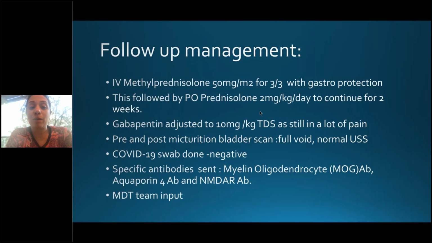We also did a pre and post-micturition bladder scan because there was involvement of the spine, to check why he was reluctant to pass urine, but all the results were normal. He had a normal void, no urinary retention, and a normal ultrasound. Because he presented initially with fever, we did do a COVID-19 swab, but that was negative. And we sent some specific antibodies, myelin oligodendrocyte glycoprotein, aquaporin 4, and NMDA, to look for other specific autoimmune conditions that can also present in this way, and also because they give us an idea about prognosis.